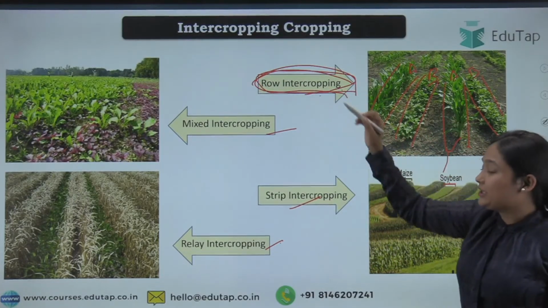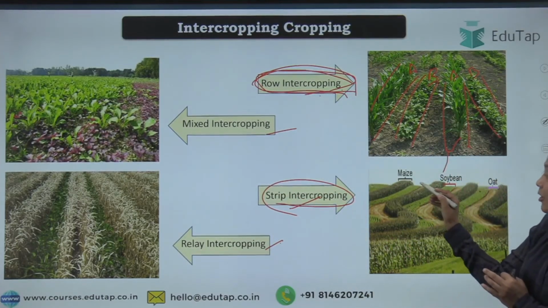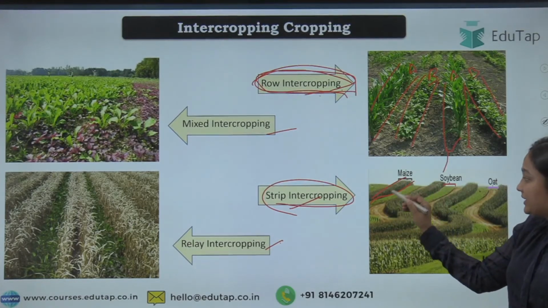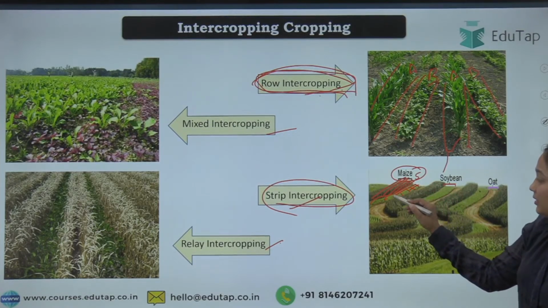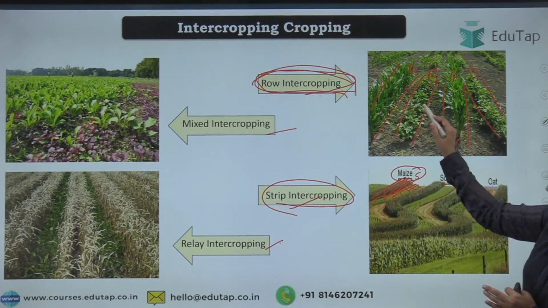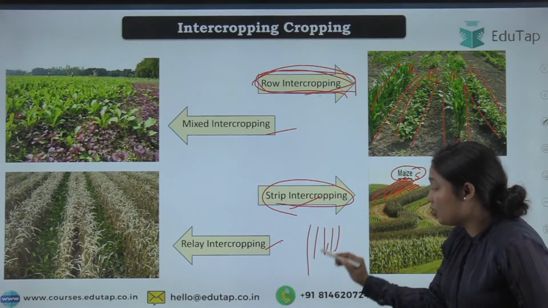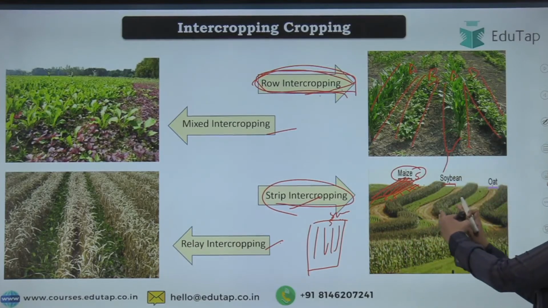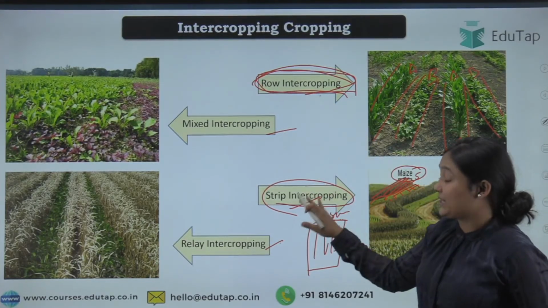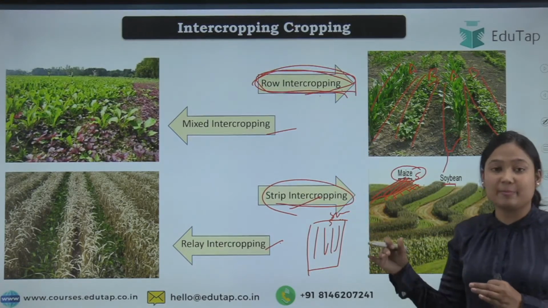Now, row intercropping is usually confused with strip intercropping. So what is strip intercropping? In strip intercropping, you grow a strip of crop. There can be, suppose, 5 rows of maize, then 5 rows of soya bean. Then there can be 2 rows of oat. Here in row intercropping you are only growing 1 row, but in strip cropping, you are taking a different number of rows in a strip. Suppose 5 rows make 1 strip. So you are growing the crop in strips. So that is your row intercropping and strip intercropping. I hope everything is clear here. If you have any doubt in row intercropping and strip intercropping, you can ask me here.